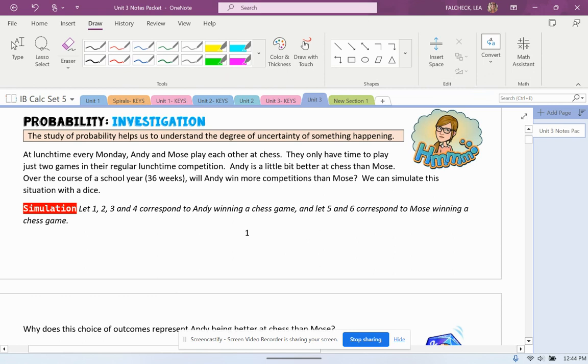Let me walk you through a simulation, and you could perhaps take this idea of a simulation and use it in your own IA, right? Let's say you wanted to simulate a certain number of outcomes. You could use a dice or another random generator in order to help you figure out what's going on. So take a look at the simulation that I set up for you so that way you can see how a simulation could possibly work.